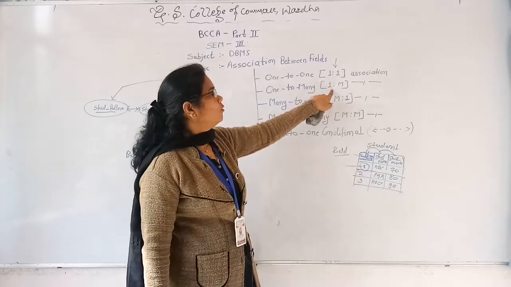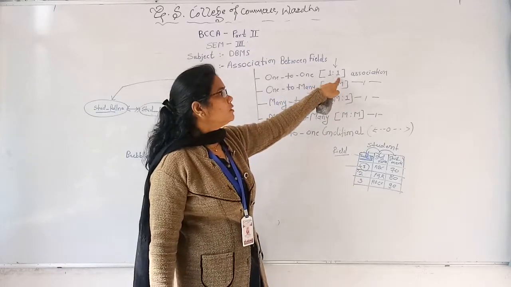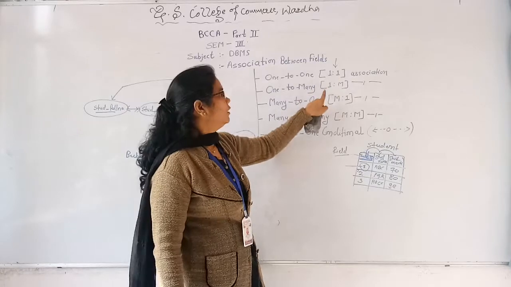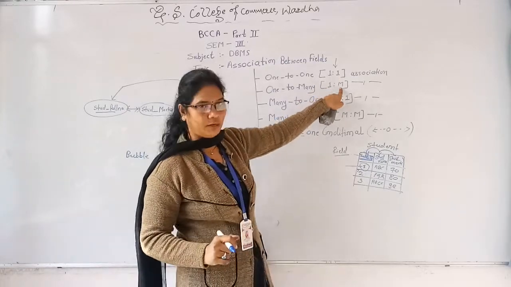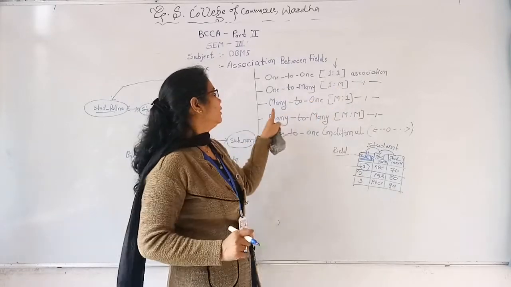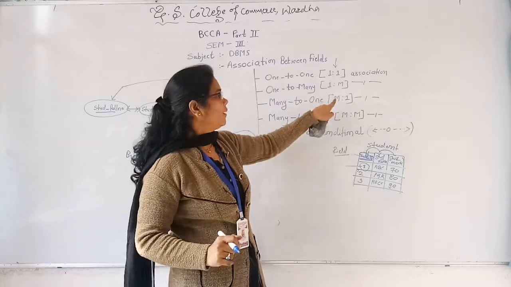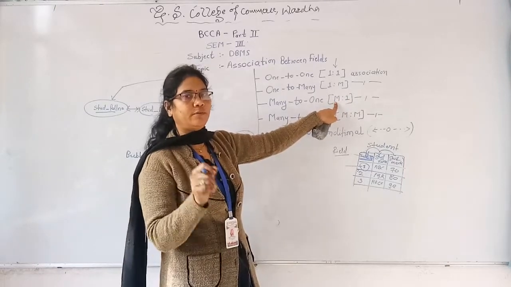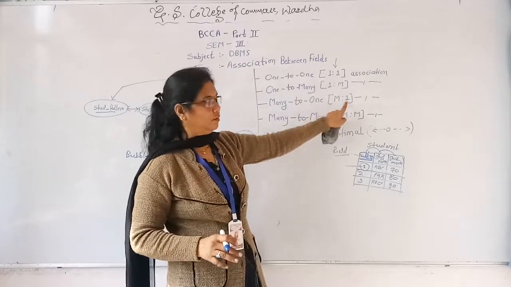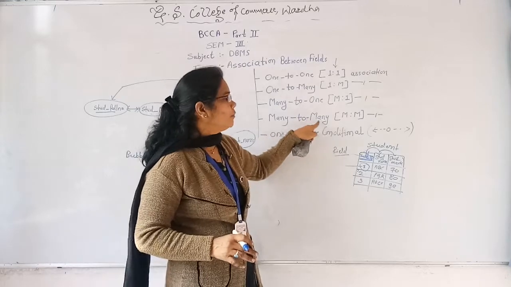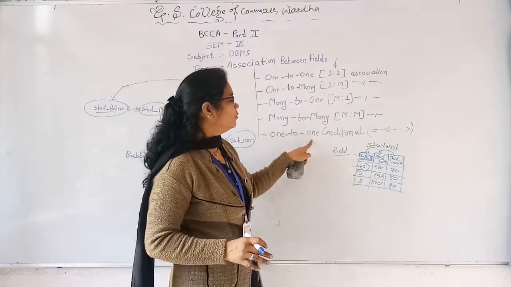One to many association is represented by 1:m, with a colon. Here 1 means one field's occurrence of the data is related with many. M to 1 means many fields of that particular file have an occurrence or relation with the field 1. Then many to many, that means M to M. Then 1 to 1 conditional.